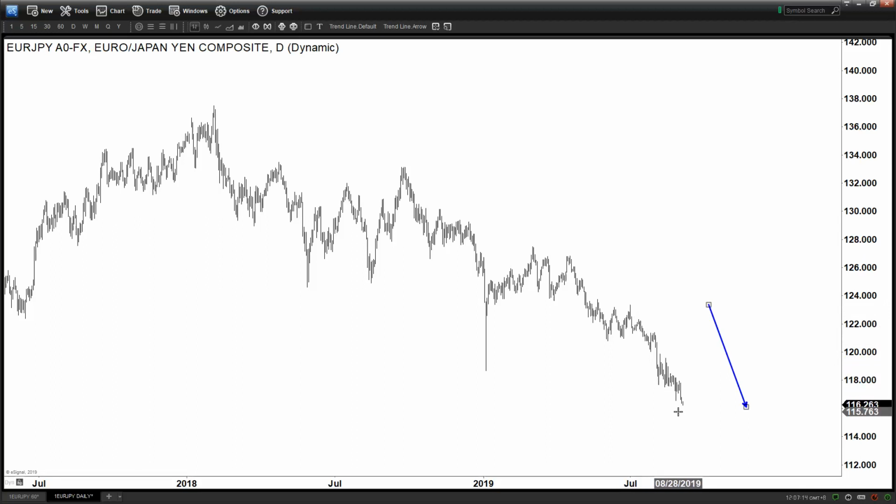We got what looks like an impulsive move to the downside right here from here. So now we are still finishing the wave 5 to finish this entire move to the downside right here.